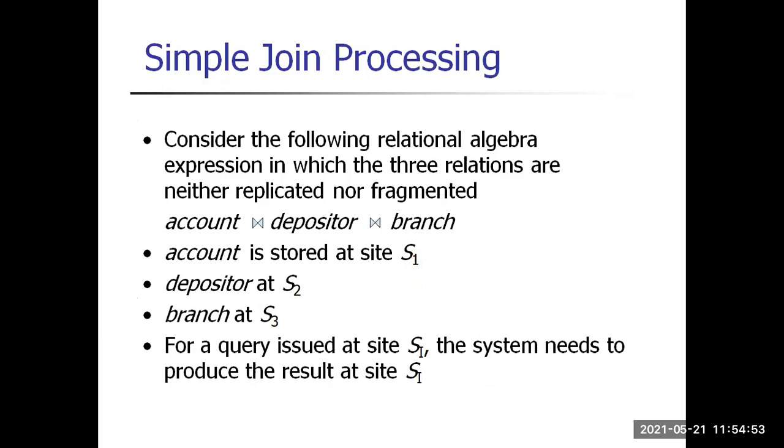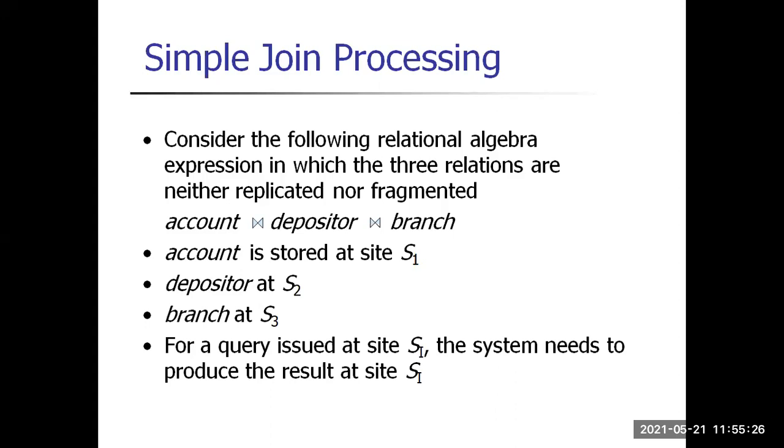Simple joining process. Consider the following relational algebraic expression in which the three relations are neither replicated nor fragmented: account, depositor, and branch. It is a banking scenario with three things: account, depositor, and branch. Account is stored at site S1, depositor at site 2, and branch at site 3. So account details are stored at site 1, depositor details at site 2, and branch details at site 3.